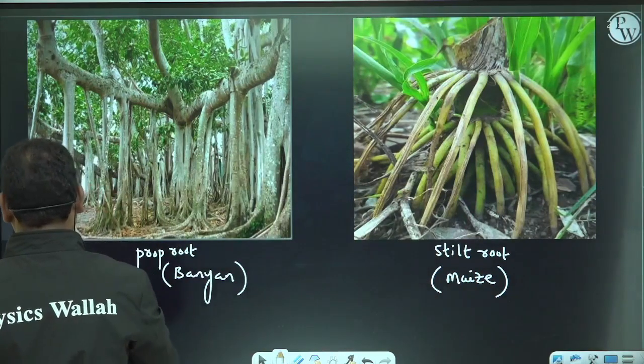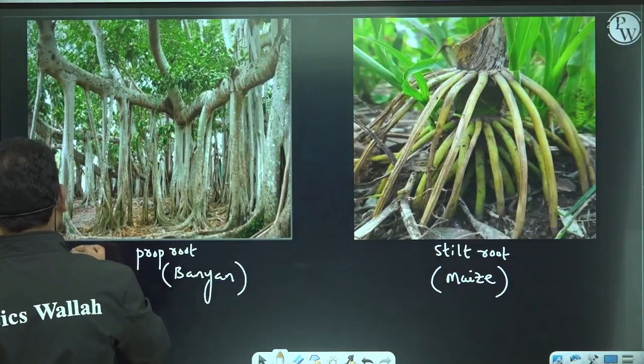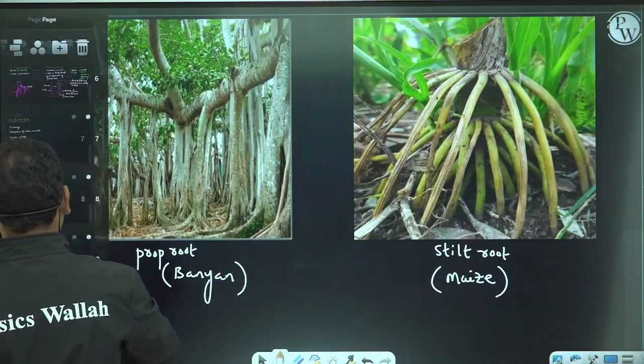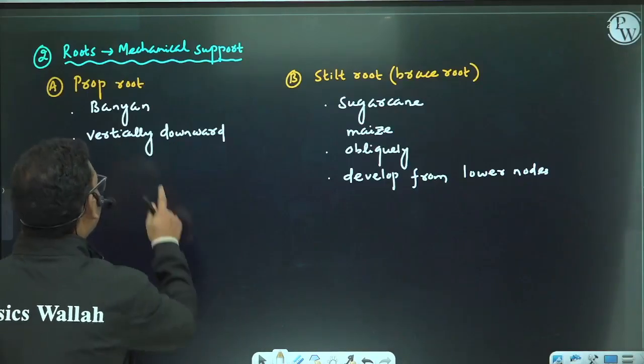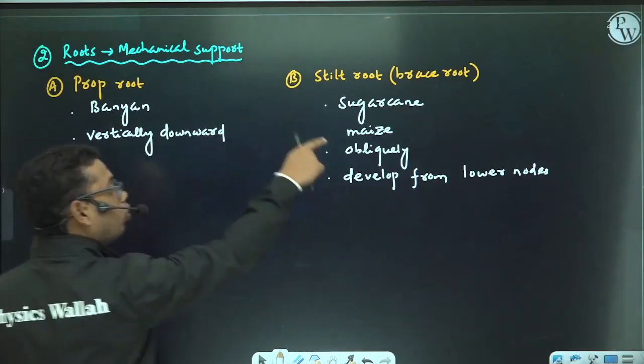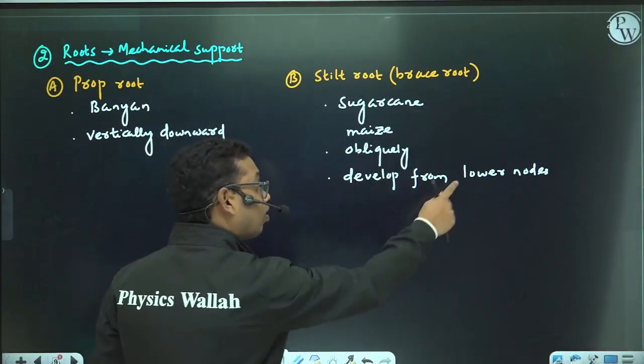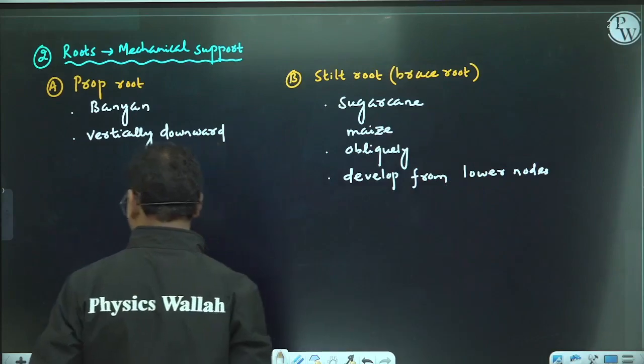Here I have written the differences between prop root and stilt root. You can see they grow vertically downward and they grow obliquely. And they develop from the lower nodes, not from all nodes.